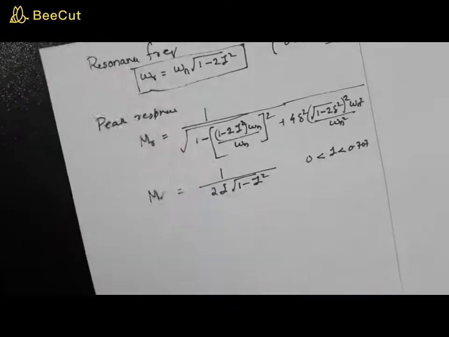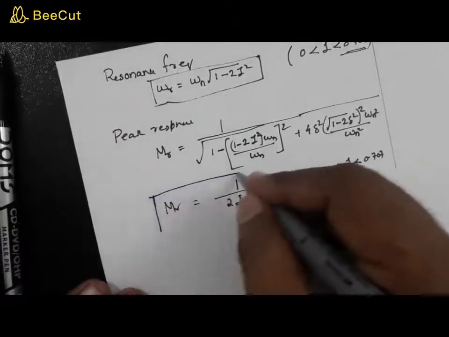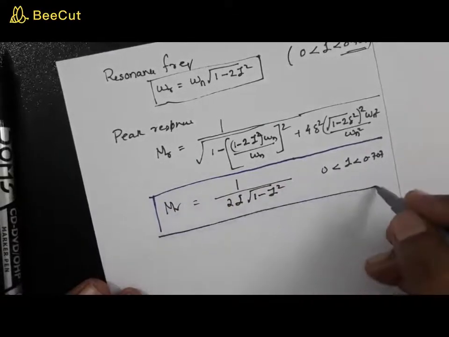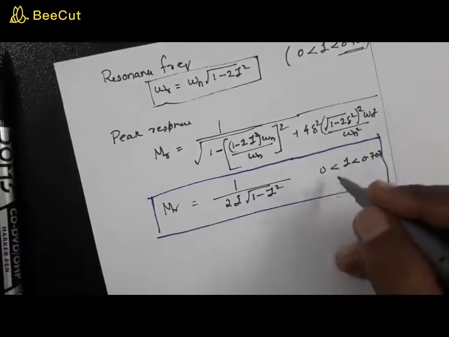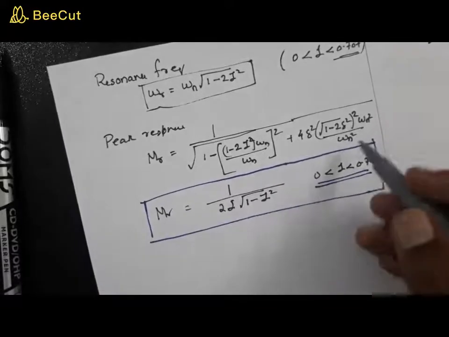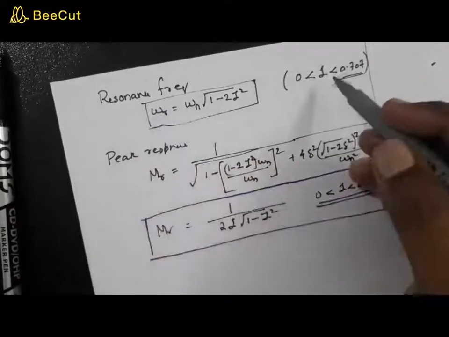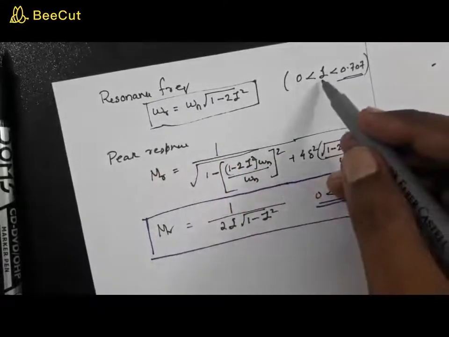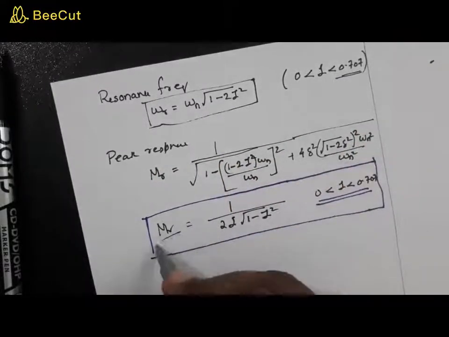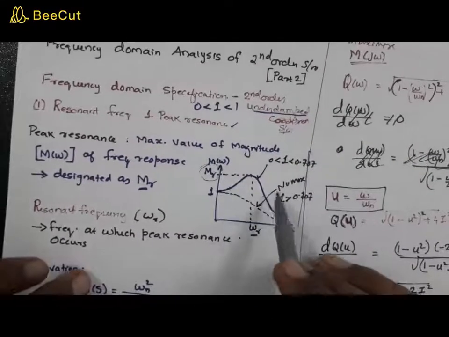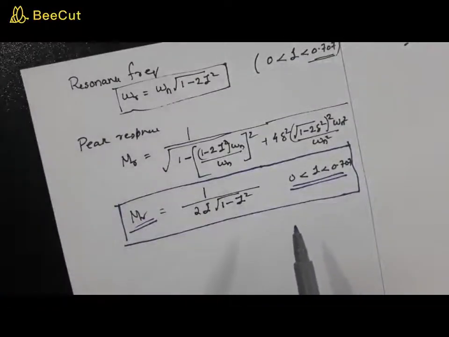Mr, the peak resonance, is equal to 1 divided by 2 theta root of 1 minus theta square. And this condition is very important because this is the condition we got from the resonance frequency. For the resonance frequency to exist as a real point, theta has to be less than 0.707. That means maximum resonance occurs only for these values between 0 and 0.707, and that's what I have explained with this graph. Otherwise no peak resonance will be there. Okay, right.